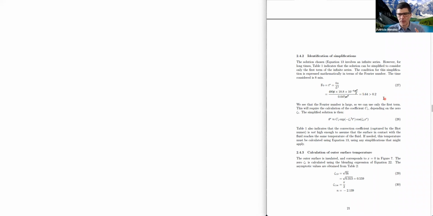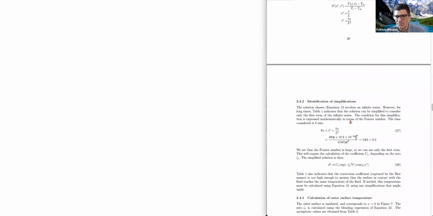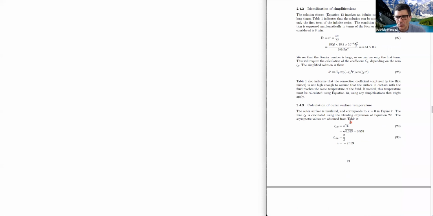Because we know the Fourier number is bigger than 0.2, we're going to take only the first term. For the case of the wall, this was the formula. This formula is the one that we had in the table before. So in this formula, we need to know C1 and zeta 1. For that, we use the blending technique we have discussed. We have to start with zeta 1. And zeta 1 was a combination of zeta 1 at Biot 0 and zeta 1 at Biot infinity.